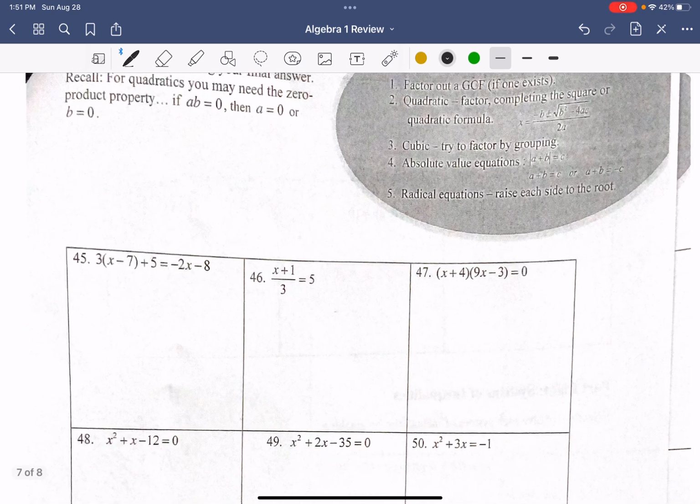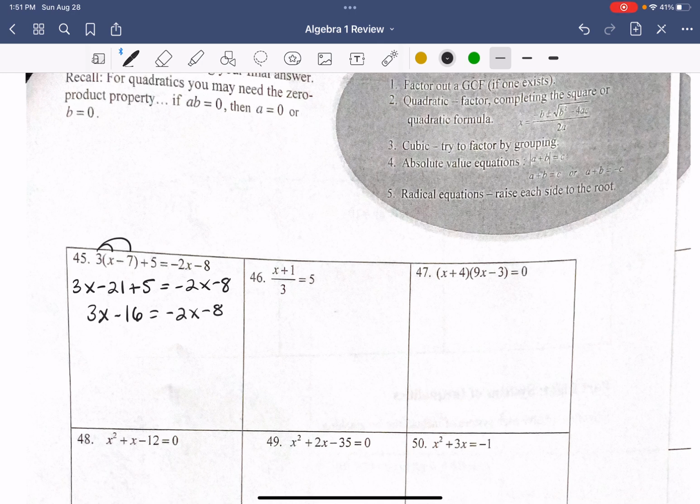So for number 45, first thing we need to do is the distributive property. I better write smaller for these ones. So 3x minus 21 plus 5 equals negative 2x minus 8. All right, 3x minus 16 equals negative 2x minus 8.